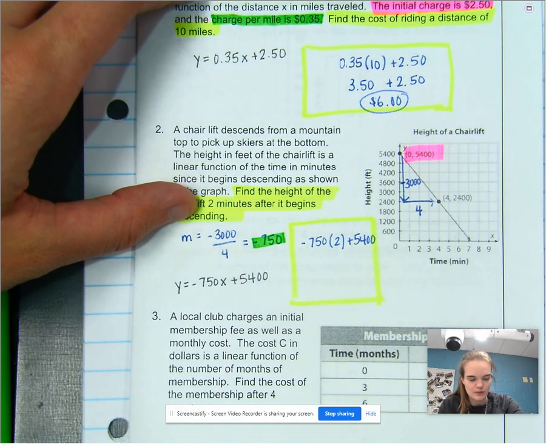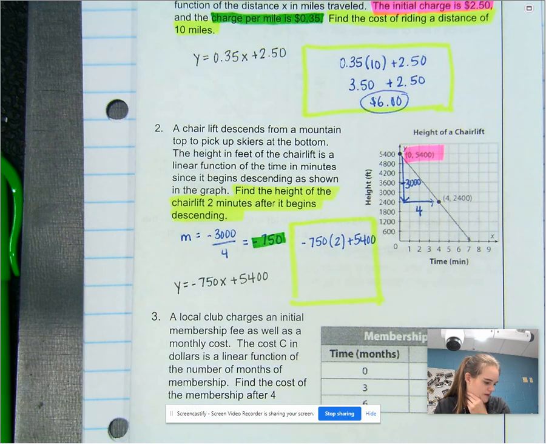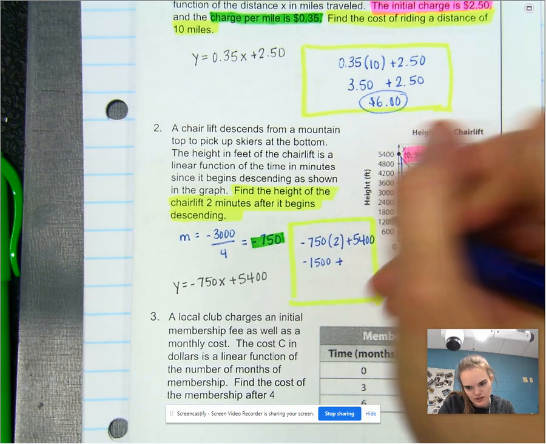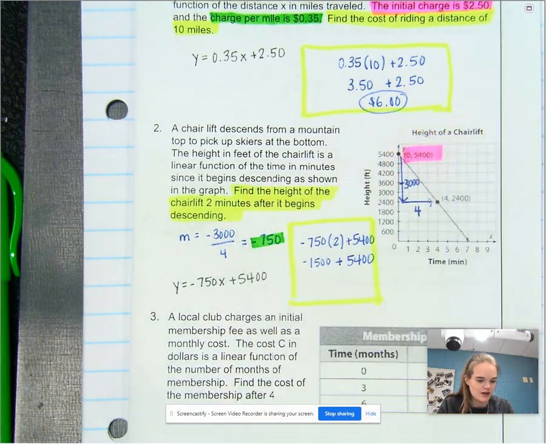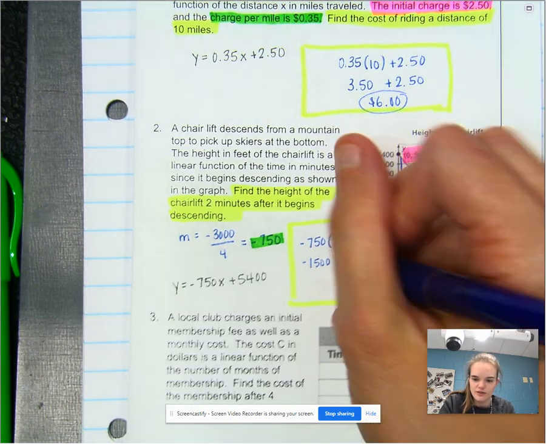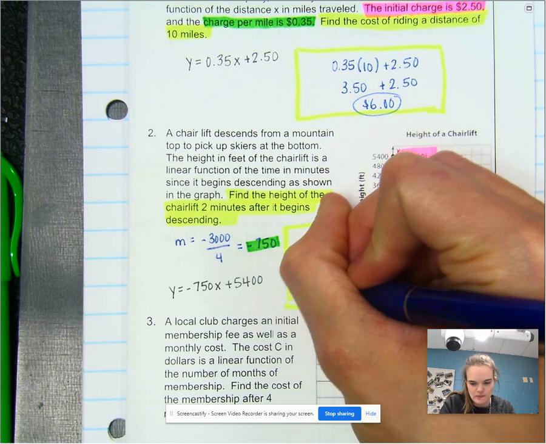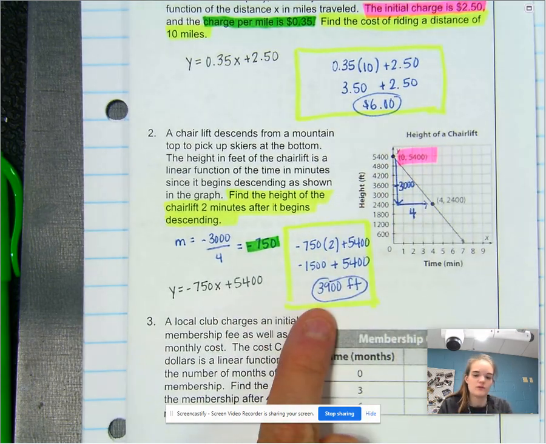Negative 750 times 2 is, I think, 1,500, I'm pretty sure. Let's grab a calculator to check. Yeah, negative 1,500 plus 5,400. Add that, and you are going to get 3,900, and let's see what its units are, feet. Okay, so equation and an answer.